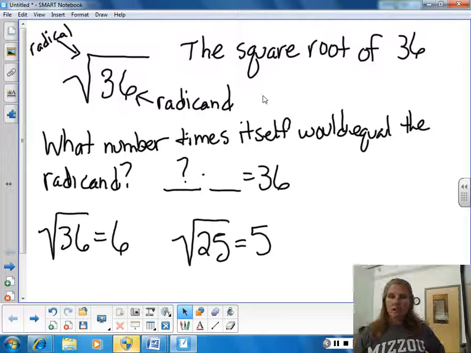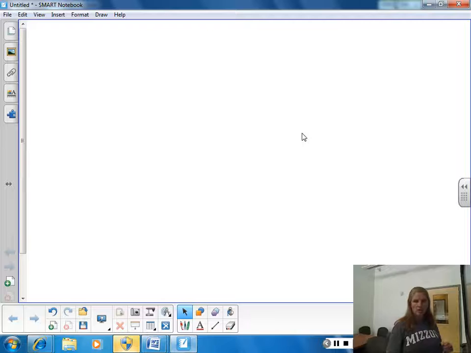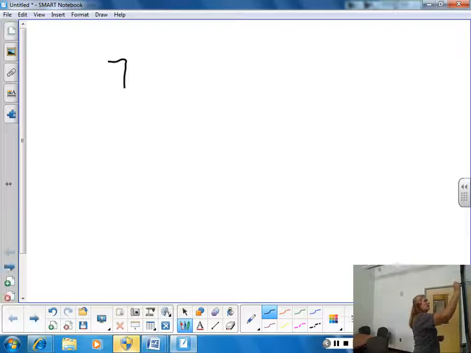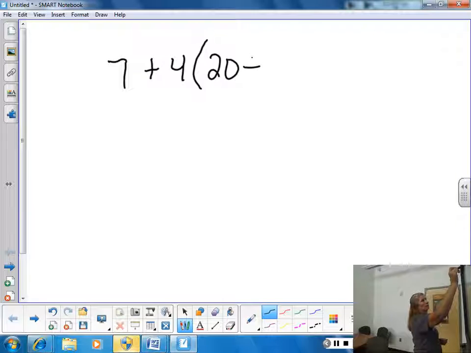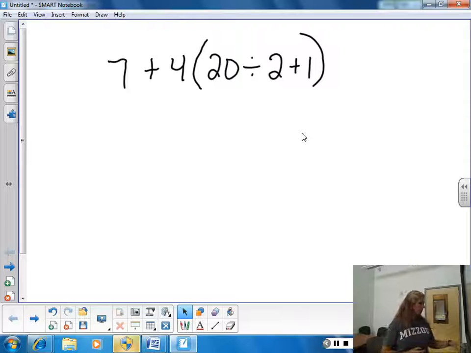Then we're going to talk about order of operations, because every time you have a problem that's got more than one operation in it, let's say you have 7 plus 4 times, remember parentheses there indicate times, 20 divided by 2 plus 1. There's a lot of different operations going on in that problem: division, multiplication, addition. So in order to get that right, there has to be a conformity. We all have to agree on the order of operations. And so the order of operations goes like this.